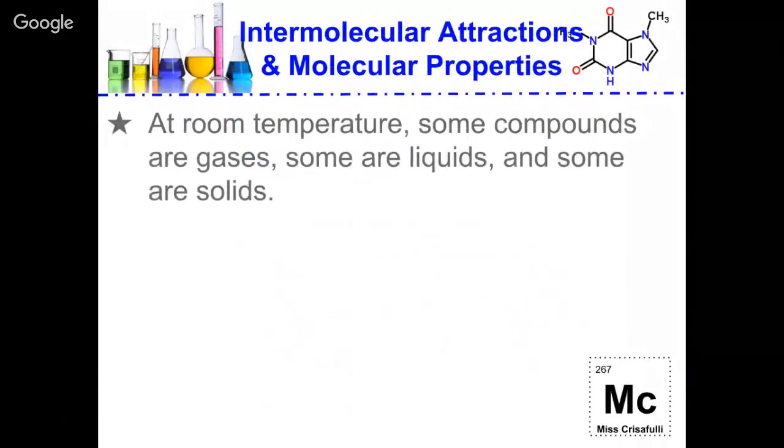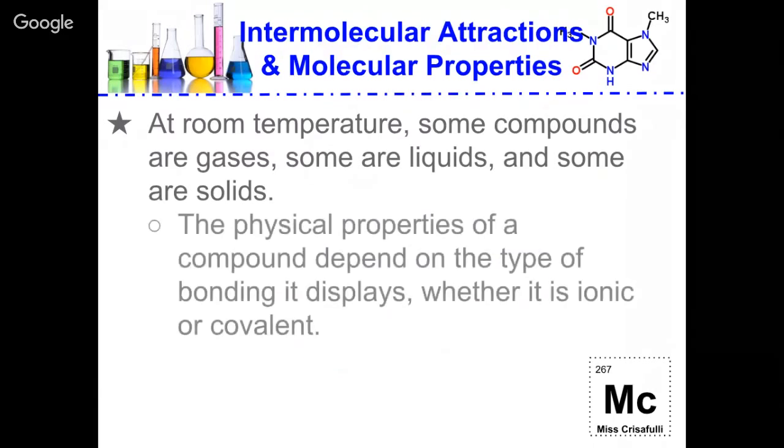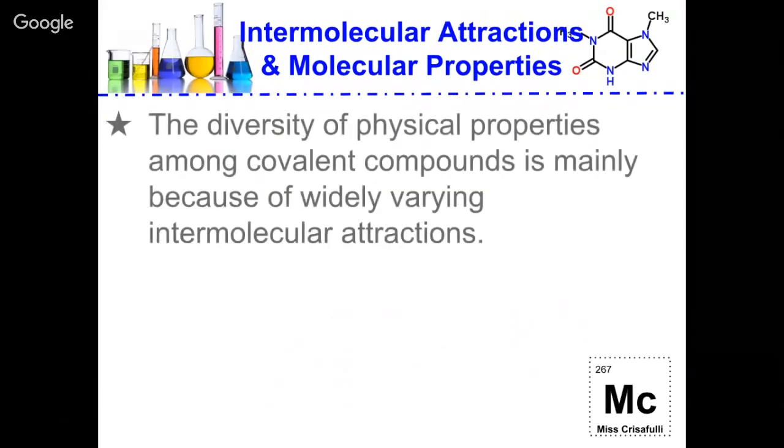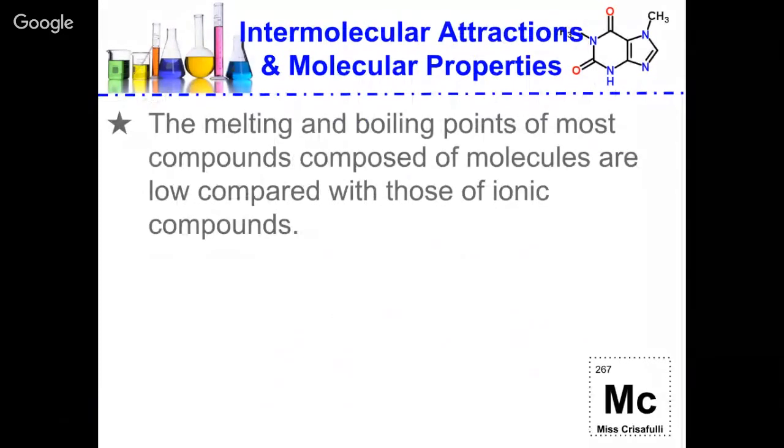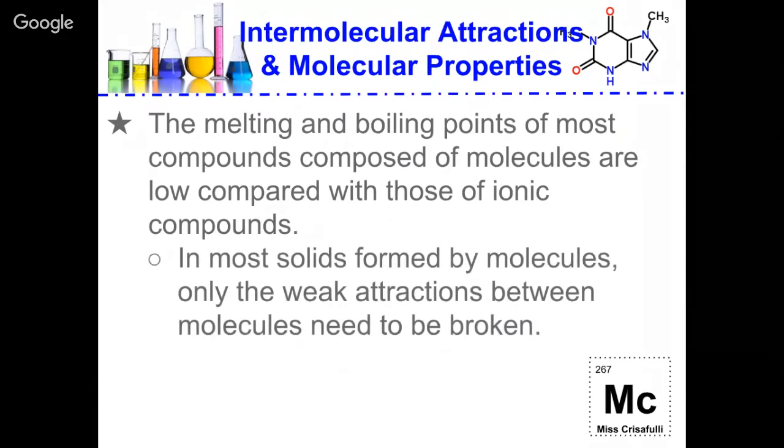So now we've talked about intermolecular forces, we've talked about molecular polarity. Now let's talk about what that does with their properties. So at room temperature, some compounds are gases, some are liquids, and some are solids. And the physical properties will be dependent upon what kind of bonding it has, either ionic or covalent. So the diversity of physical properties among covalent compounds is mainly because of their intermolecular attractions, the attractions between the molecules. So the melting points and boiling points of most compounds composed of molecules are low compared to those of ionic compounds because they have weaker attractive forces between them. In most solids formed by molecules, only the weak attractions between the molecules need to be broken.